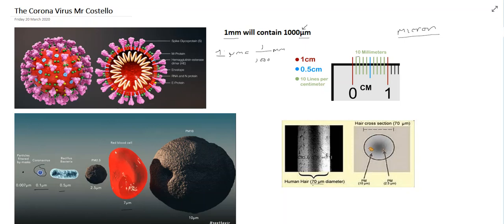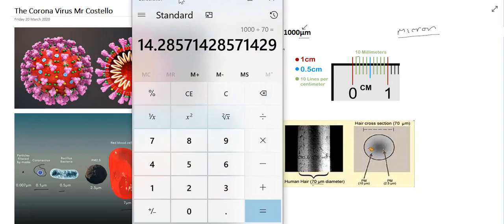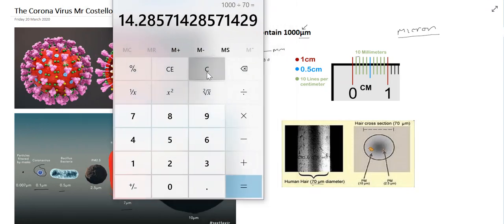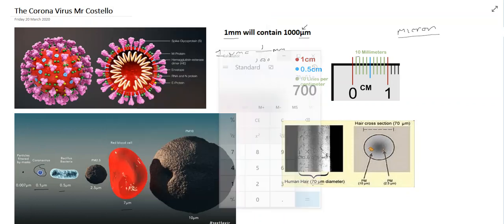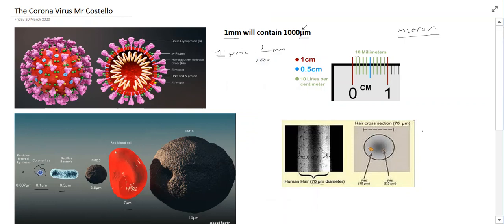So let's do the math on that. A human hair is 70 microns. The coronavirus is 0.1 of a micron. So let's see how many 0.1s of a micron we can get into 70 microns. We'll divide 70 by 0.1, which is equal to 700. So you would be able to fit 700 coronaviruses across the width of a human hair.